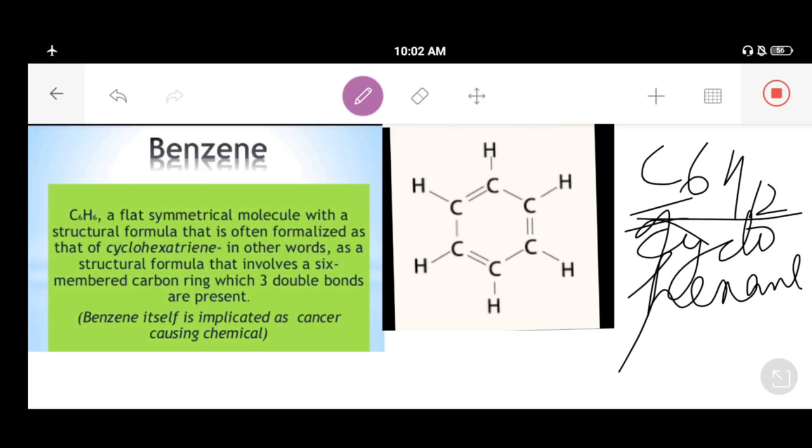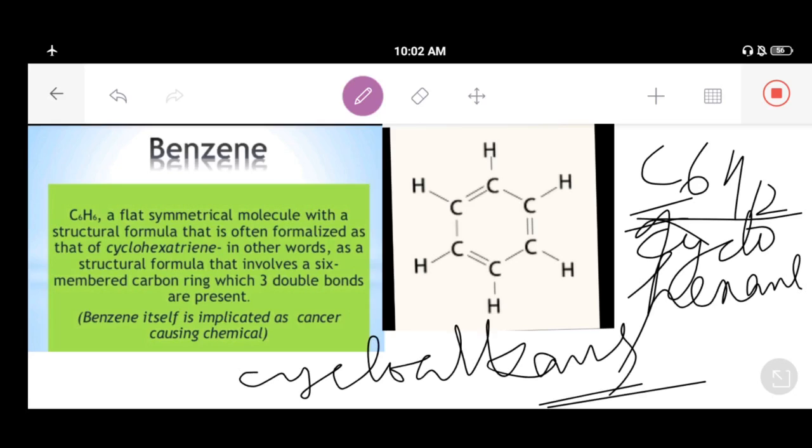I told you one more thing, that these saturated cyclic hydrocarbons are also called cycloalkanes. I told you that these cycloalkanes may have a lesser number of carbon atoms in the ring as well.